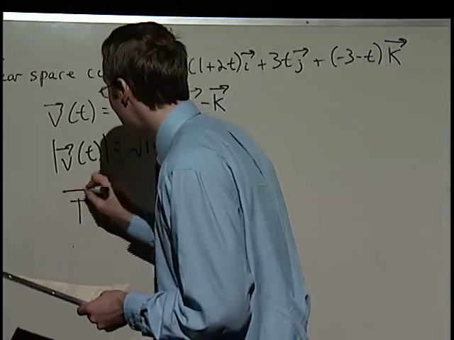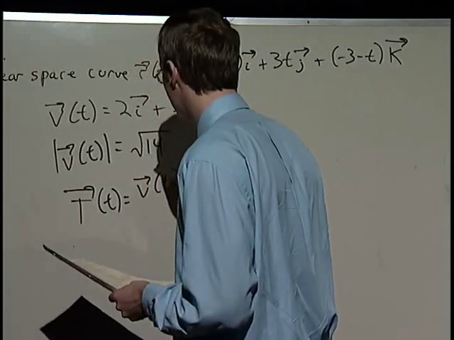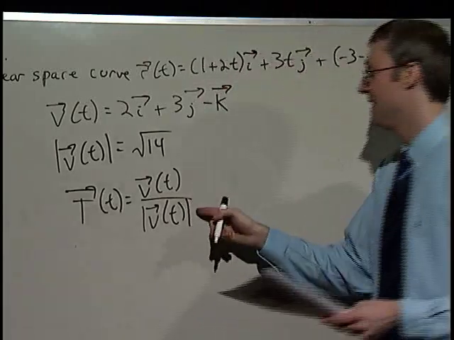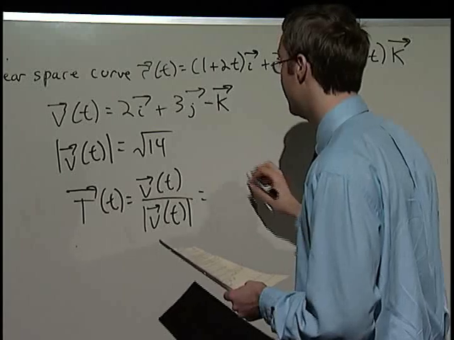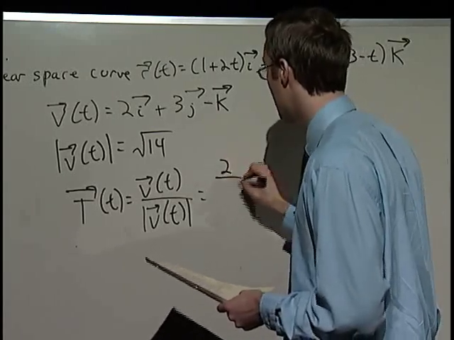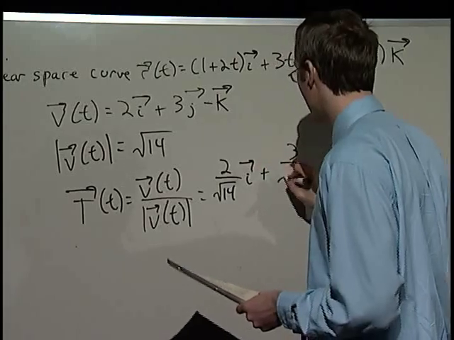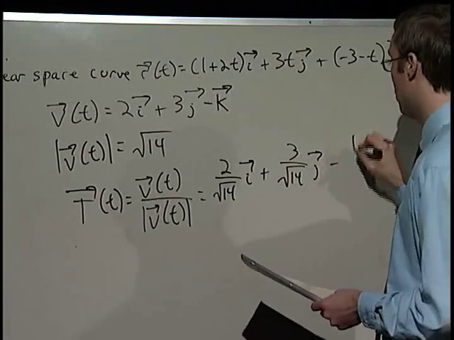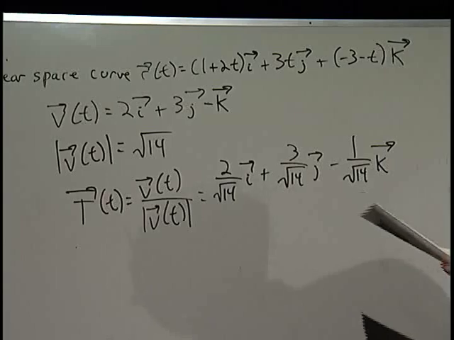Remember, the unit tangent vector, T of t, is just the direction of v of t, right? v of t normalized by its length, yeah? So this is going to be what? 2 over root 14 i plus 3 over root 14 j minus 1 over root 14 k is how T should look.